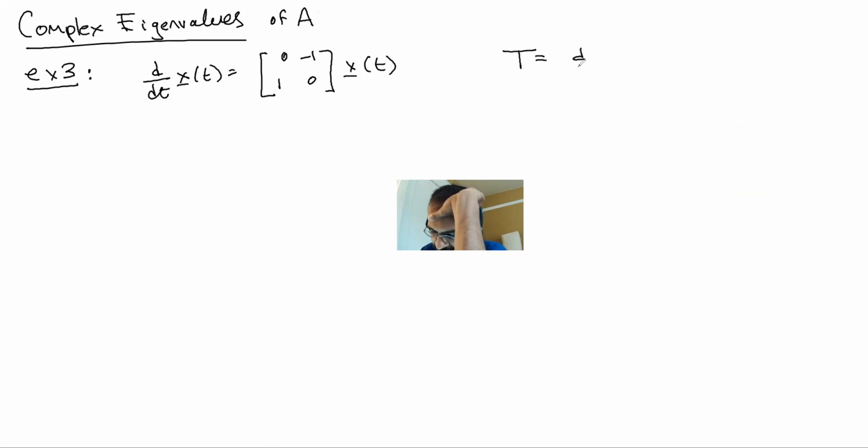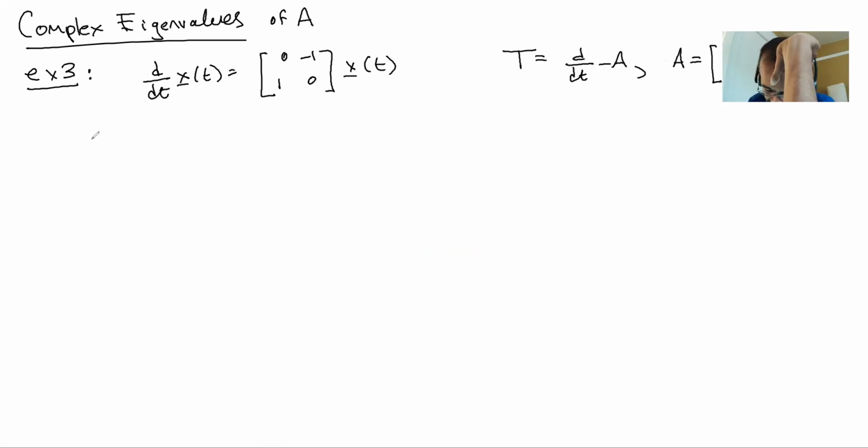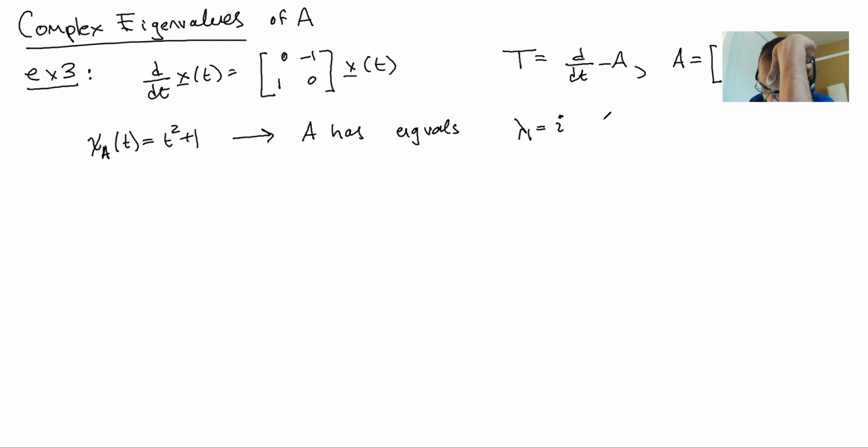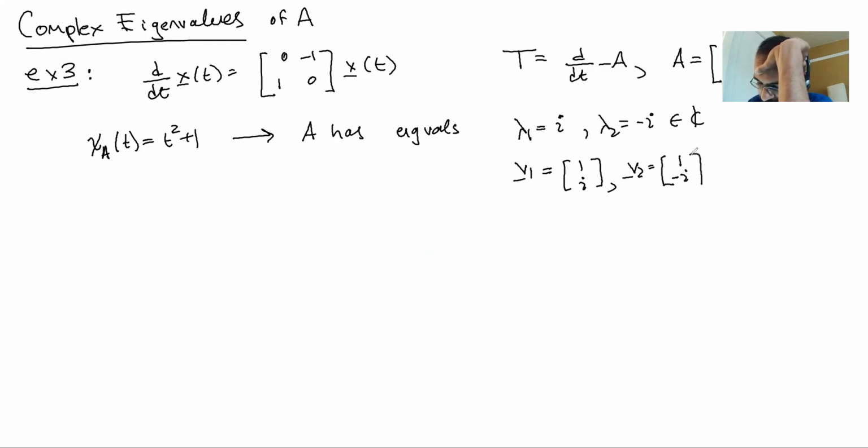So T is equal to d/dt minus A, the underlying differential operator, and A is this matrix. What are the eigenvalues? Well, the characteristic polynomial is t squared plus 1. A has eigenvalues lambda 1 equal to i and lambda 2 equal to minus i, which are complex. And the eigenvectors now live in C^2: (1, i) and (1, minus i). This should be familiar. We're going to do basically what we did with second order ODEs.